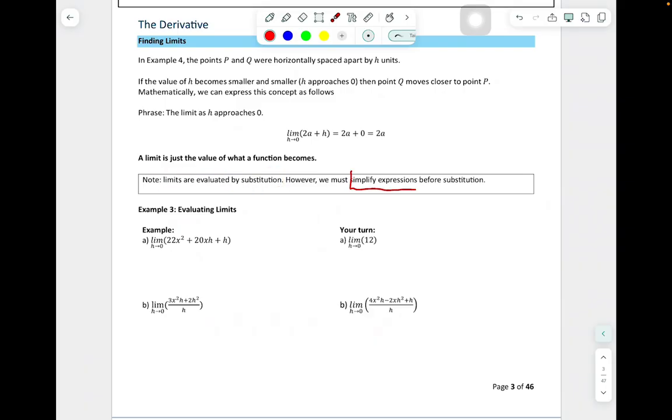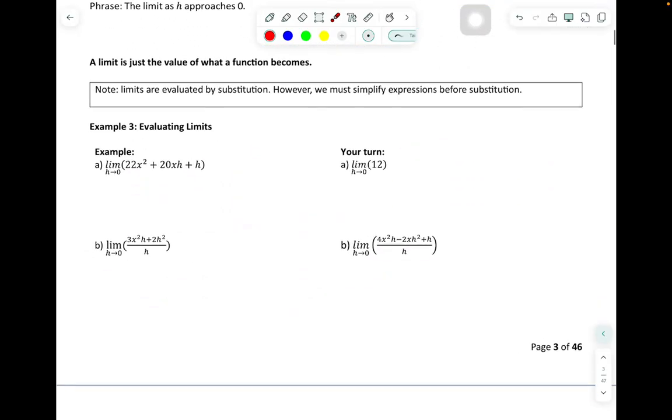However, you must simplify the expression before you substitute, particularly in these examples here where there is an h in the denominator. If you substitute it immediately, then it will be h over 0, therefore becoming undefined. So in this case here, we're going to go ahead and try these examples first.